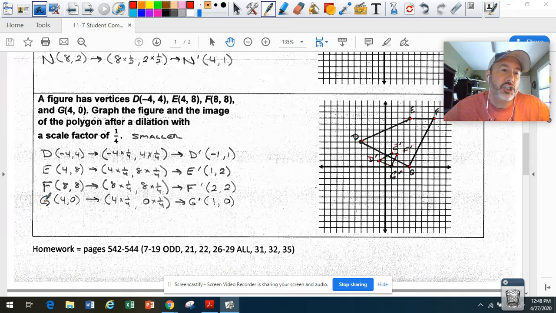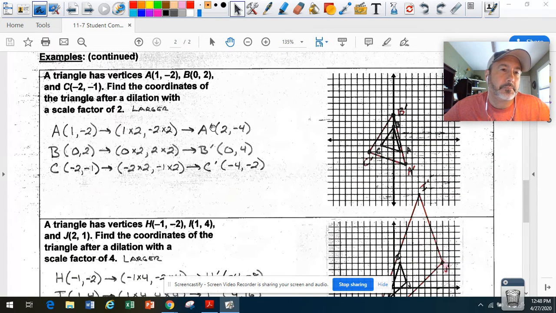And finally, G is 4, 0. Multiply each of those by 1/4. And G prime gives you 1, 0. And plot that, connect your points, and there is your dilation. Very good, guys. Hopefully, it's pretty easy for you today.